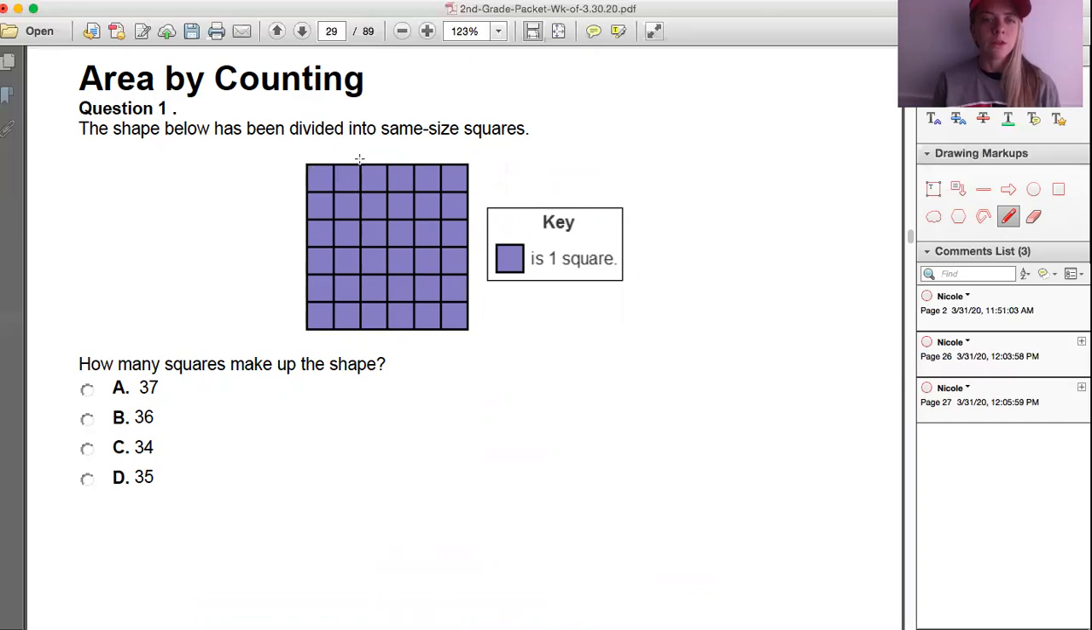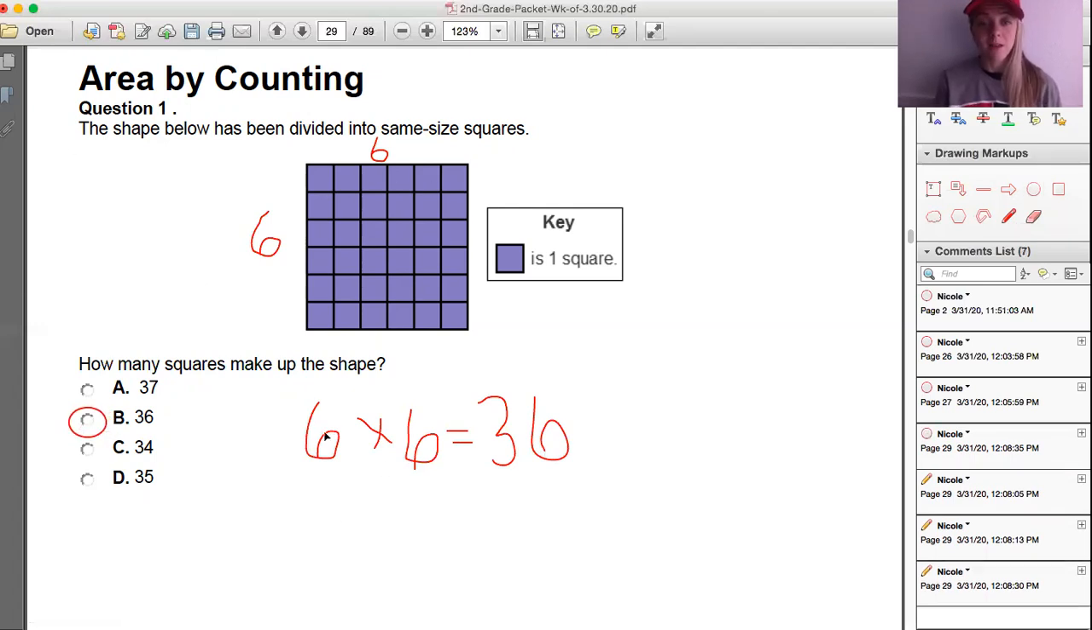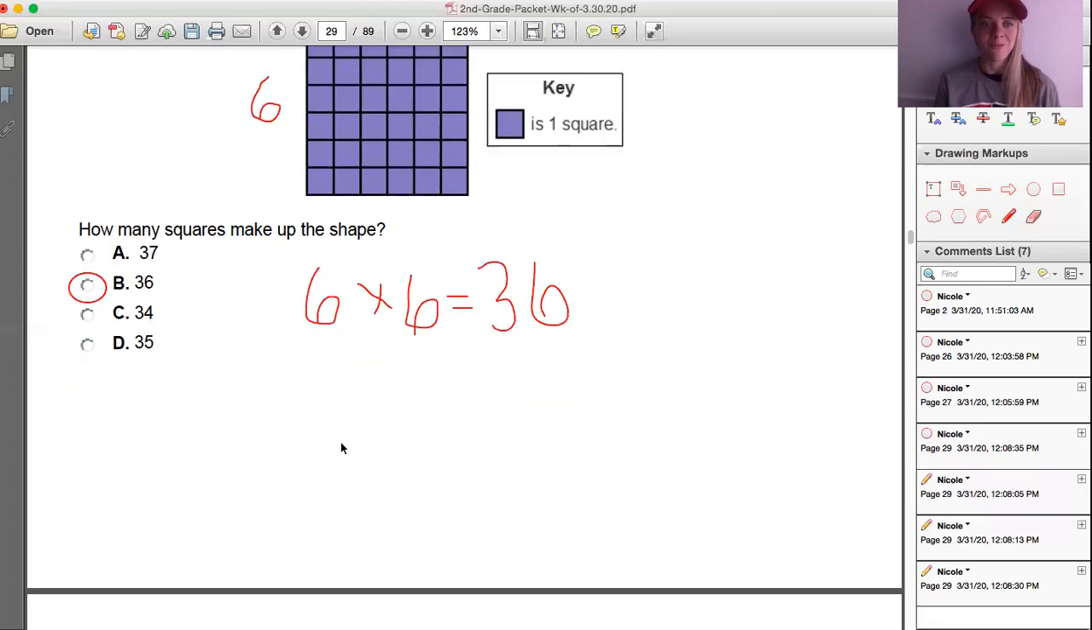So 1, 2, 3, 4, 5, 6. There are 6 at the top. 1, 2, 3, 4, 5, 6. There are 6 on the side. When you're writing your multiplication problem, you know that it is 6 times 6, which you know equals 36. So on each one of these area problems, I want you to try and draw and write this multiplication problem on each one.